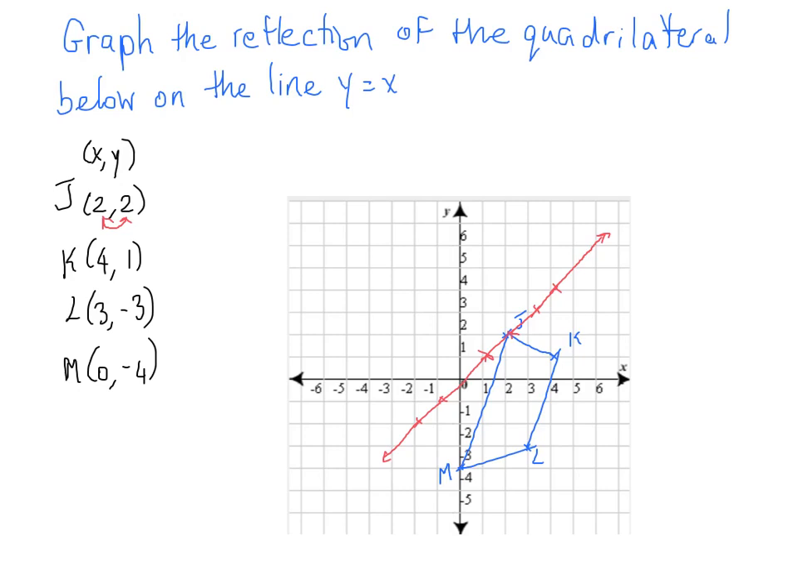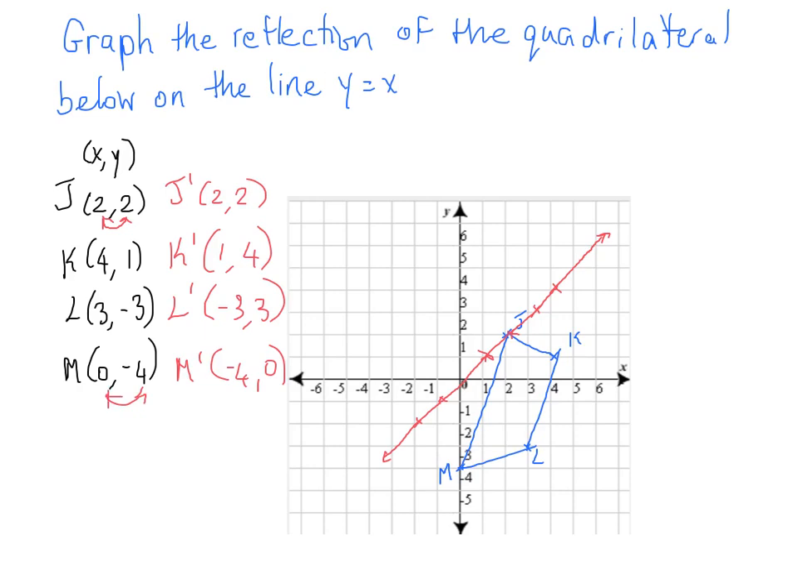So J prime will be 2, 2. You switch 2 and 2, you still get 2, 2. K prime switched will be 1 and 4. We switched 4, 1, we got 1 and 4. L prime, we get -3 and 3. And finally, M prime, we get -4 and 0. Again, all we did is switch the order of these coordinates. We didn't actually do any calculations at all, just switch the order.